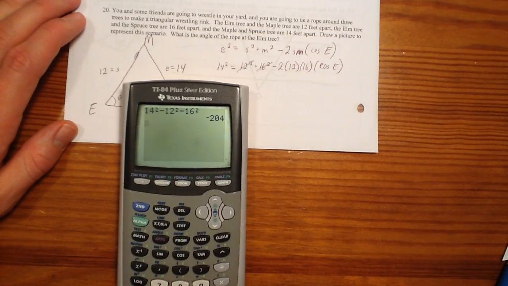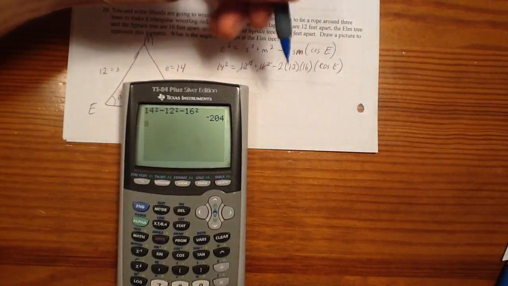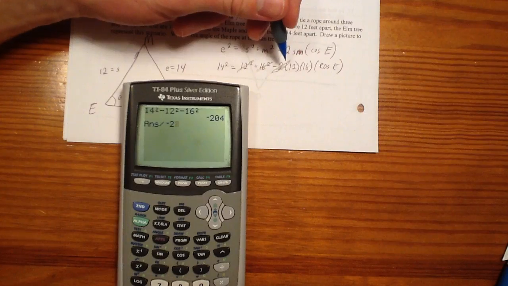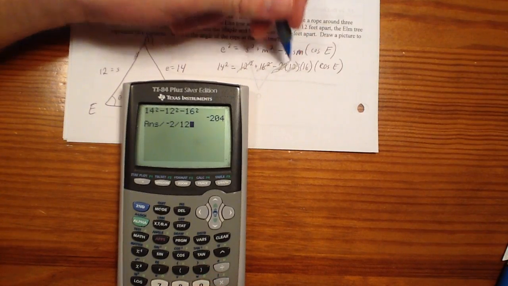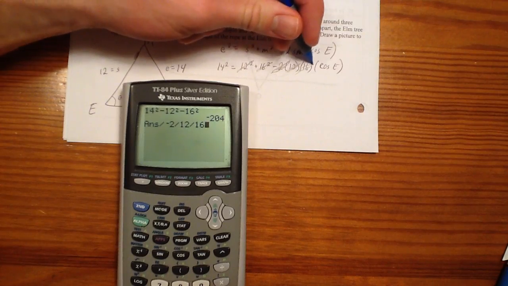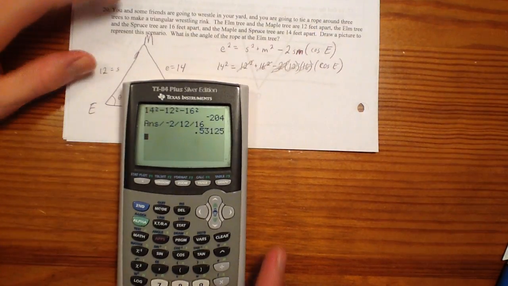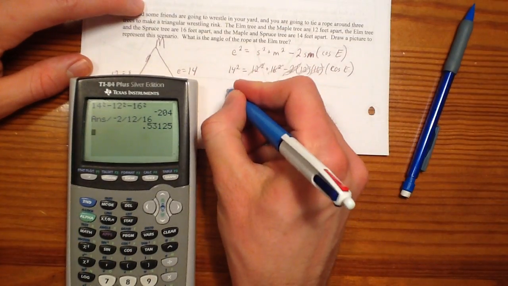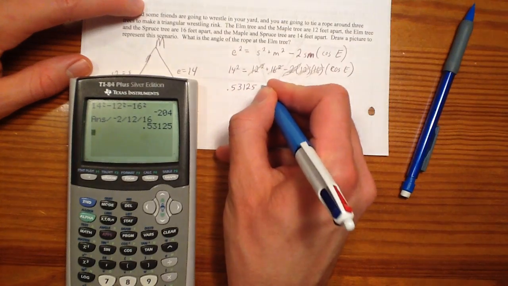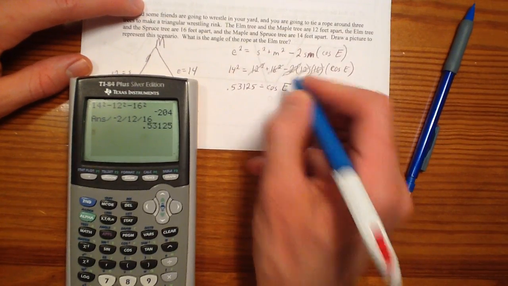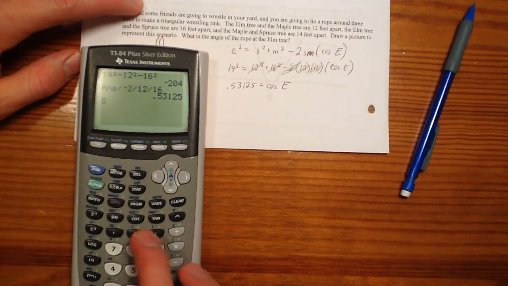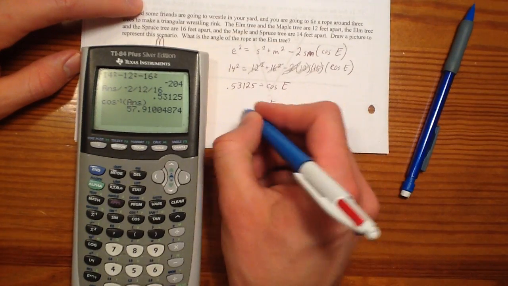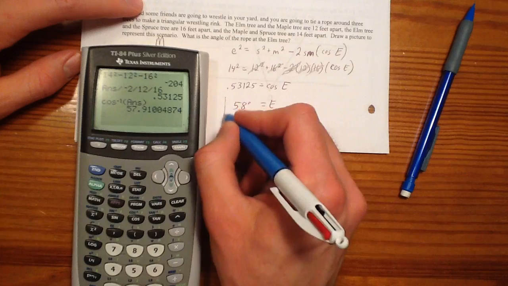Boom, done with that. Now let's take out, I'm going to try to write left-handed. This is going to be messy. We're going to divide by -2. He's out. Ooh, that's awful. Divide by 12. He's out. Divide by 16. He's out. We're left with this. What a nice, pretty number. 0.53125 equals cosine of capital E. One more step and we're done. Inverse cosine of that last answer. E is about a 58-degree angle. There you go.